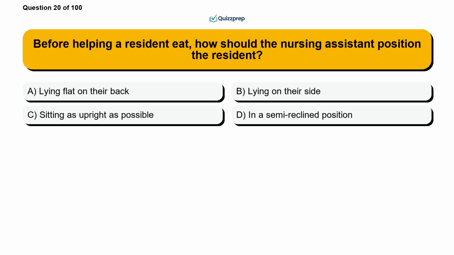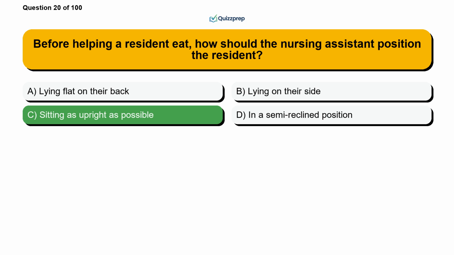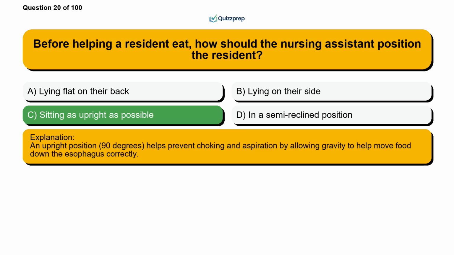Question 20. Before helping a resident eat, how should the nursing assistant position the resident? Option A, lying flat on their back, option B, lying on their side, option C, sitting as upright as possible, option D, in a semi-reclined position. The correct answer is option C, sitting as upright as possible. An upright position, 90 degrees, helps prevent choking and aspiration by allowing gravity to help move food down the esophagus correctly.